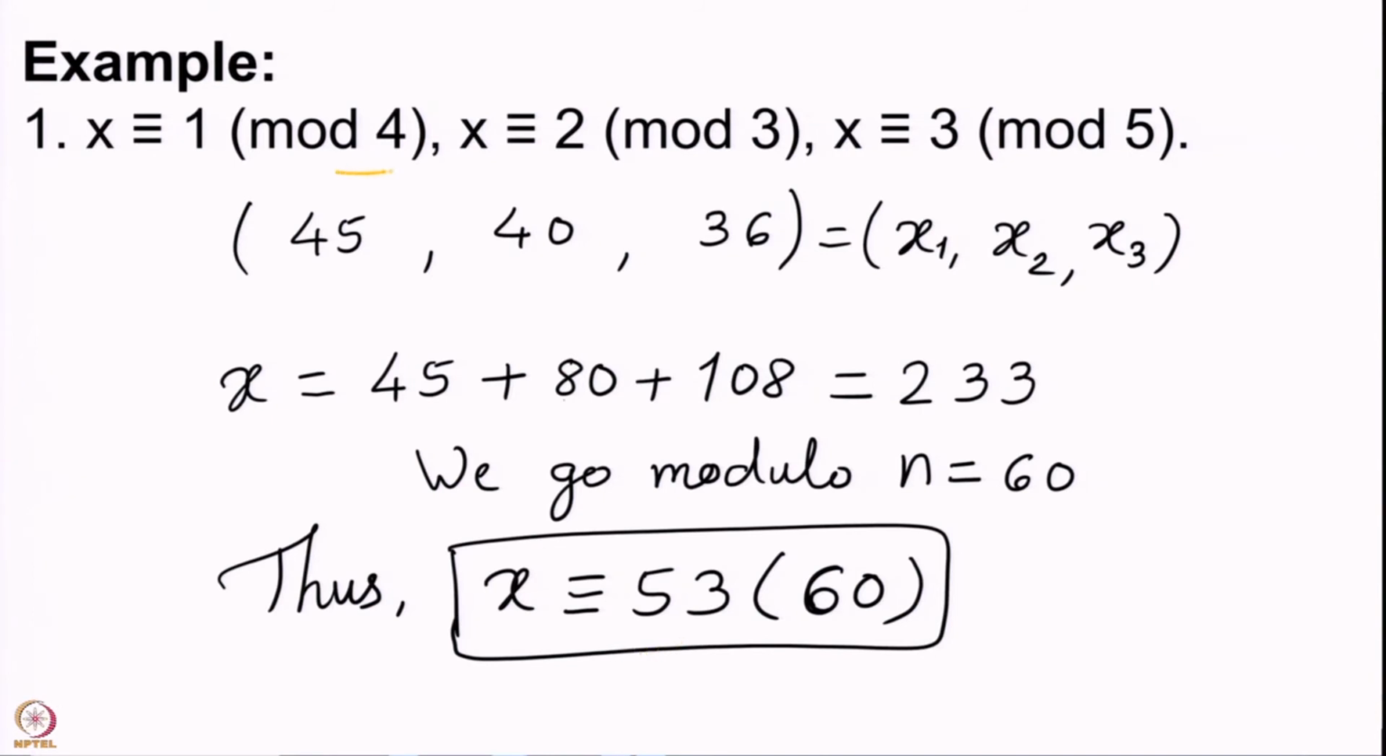So, when you go modulo 4 for 53, you see that 52 goes out and what is remaining is 1. When you go mod 3, you see that 51 is subtracted and what is left is 2, and when you go modulo 5, then from 53 you subtract 50 and what you are left with is 3. So, the answer is indeed 53 mod 60.